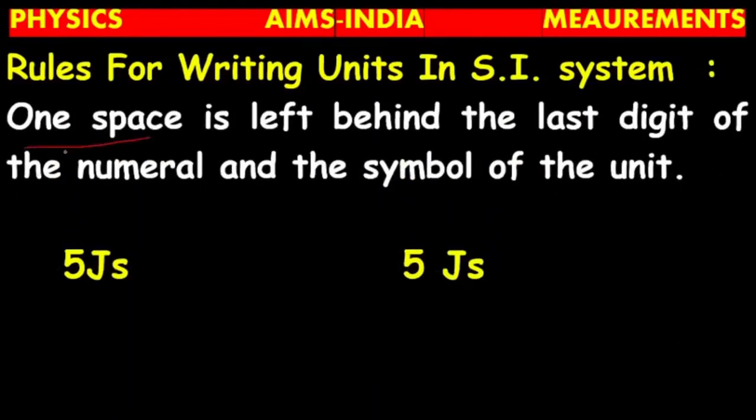One space is left between the last digit of the numeral and the symbol. Here I want to write 5 joule second. Between the numeral and the unit, there should be one space. Here we have not given the space, so this is wrong. Here we have given the space between the numeral and the unit, but the two units are written together. This representation is right.